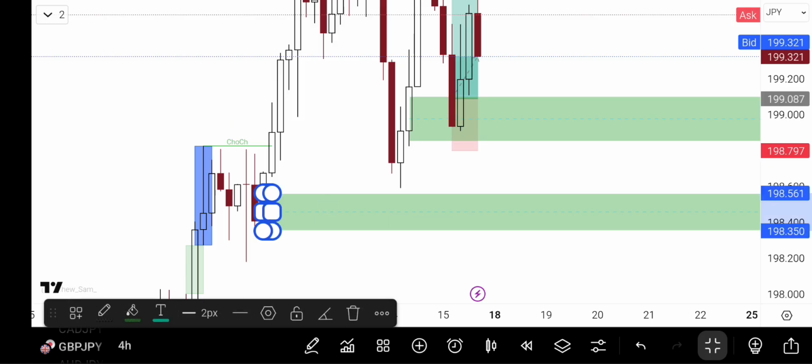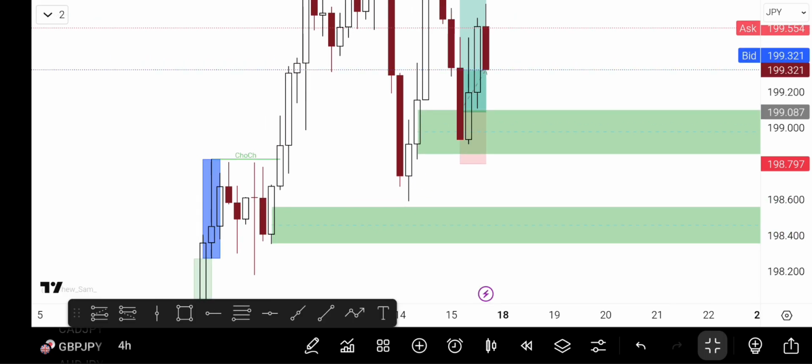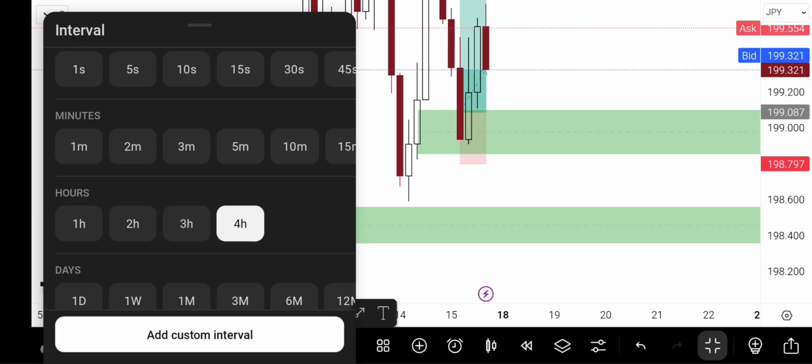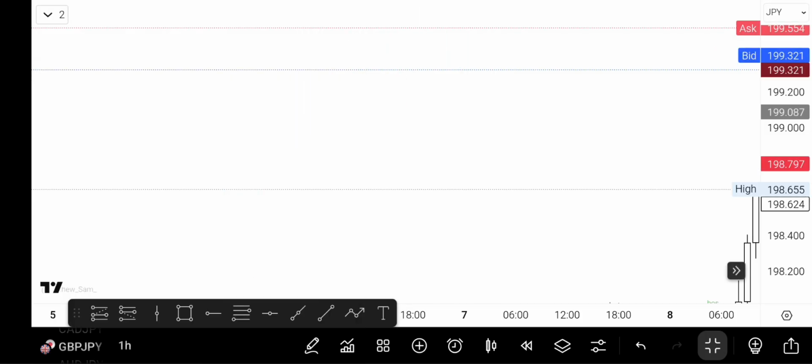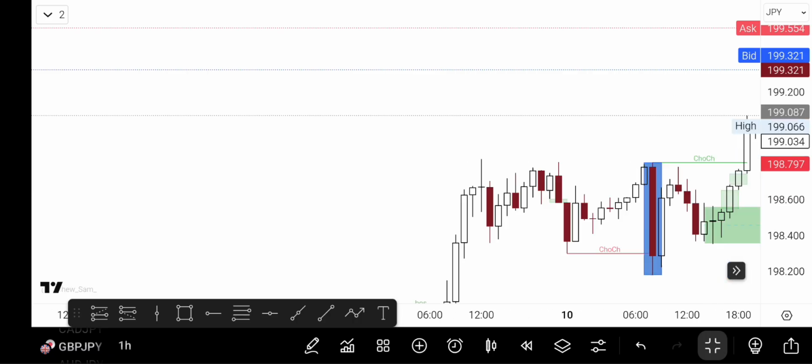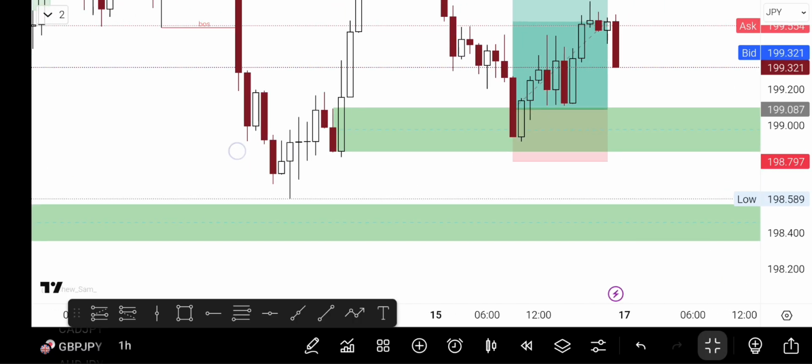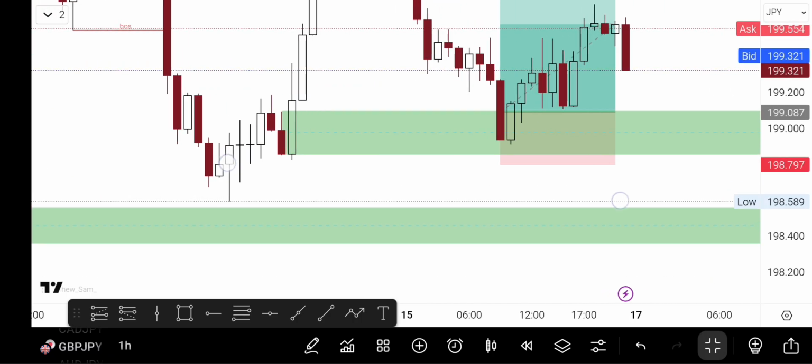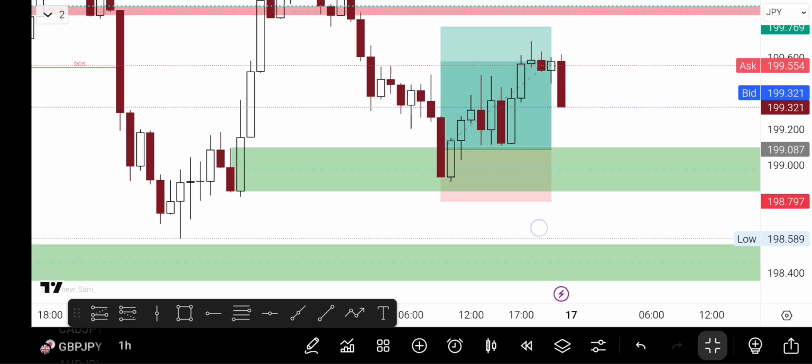If you look at it very well, you will see that there is a wick. See this wick here, so it has been mitigated. So I went down to the 1 hour. Sometimes I use 2 hours, but I normally use 1 hour for my analysis. I don't use 2 hours that much. So I went down to the 1 hour, then I marked out the 1 hour demand zone.